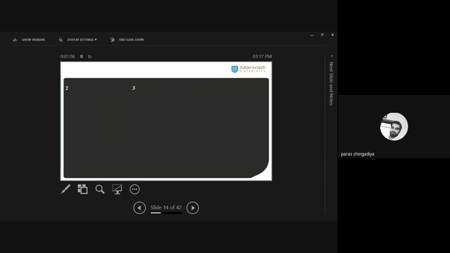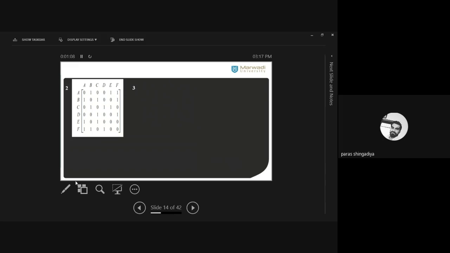Let's draw it here. Consider 6 vertices, that is A, B, C, D, E, and F. Clear? Now A is connected with which 3 vertices? B, E, and F.